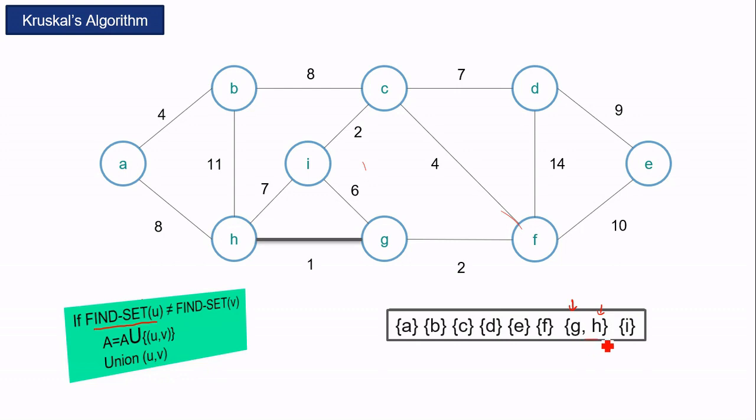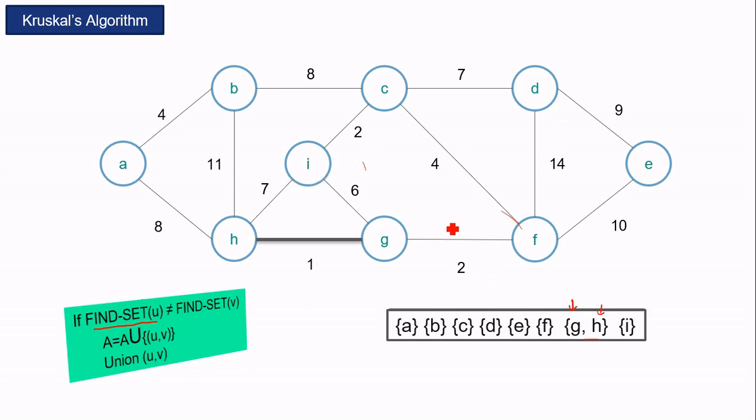Why are we doing this? This operation will help us ensure that no cycle is formed while we are adding the edges to the graph. I will show you when I reach that situation how this prevents the formation of a cycle.